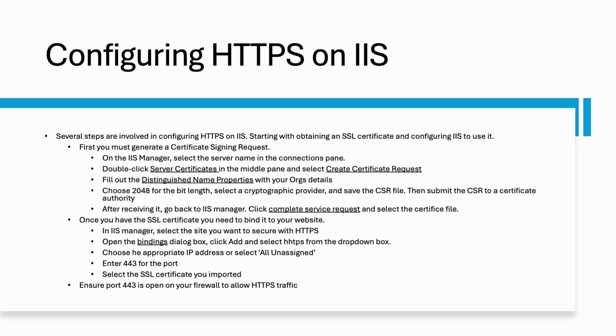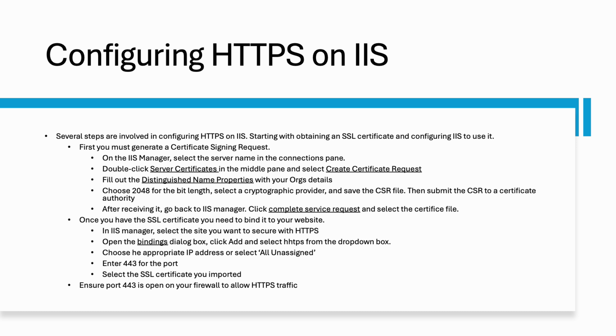So when configuring HTTPS on IIS, there are several steps involved, starting with obtaining an SSL certificate and configuring IIS to use it. So first you need to generate a certificate signing request. This can be done on the IIS Manager. After you have filled this out, submit the CSR to a certificate authority. And when you receive it, go back to the IIS Manager, click Complete Certificate Request, and select the certificate file.